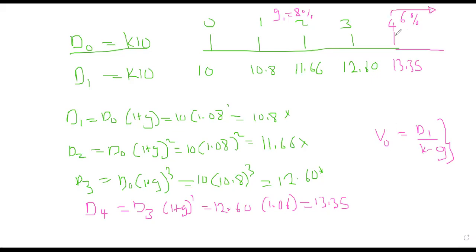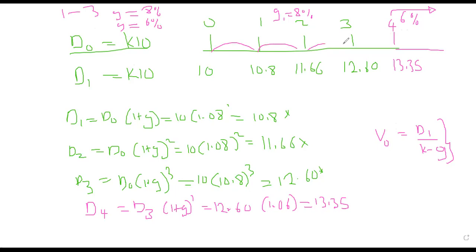That's from year 4. We are told that from year 1 to year 3, the growth rate is 8%. Then thereafter, the growth rate drops down to 6%. That's how the question is going. What do you do? How do you calculate the stock value now?